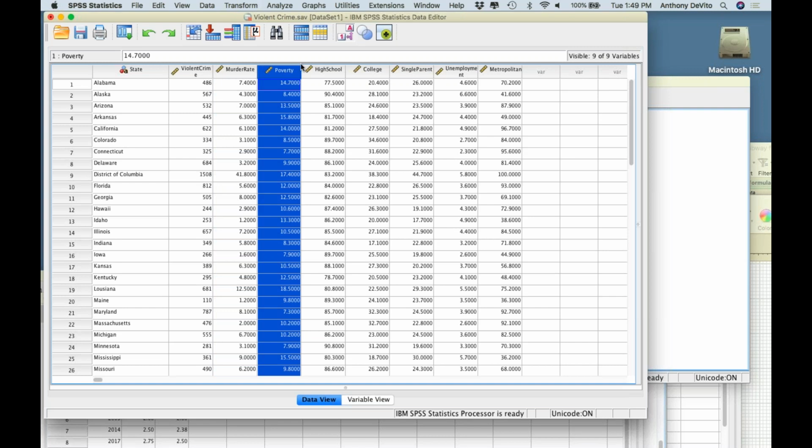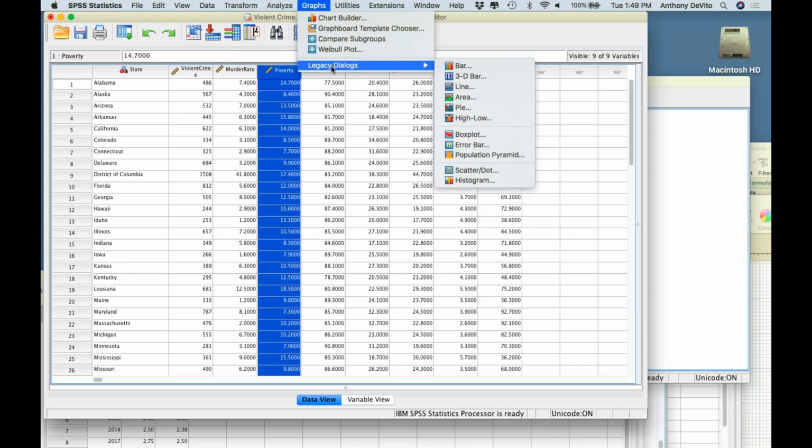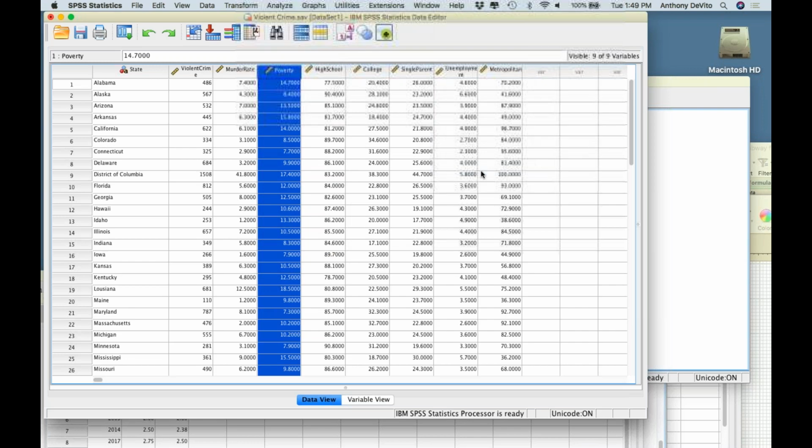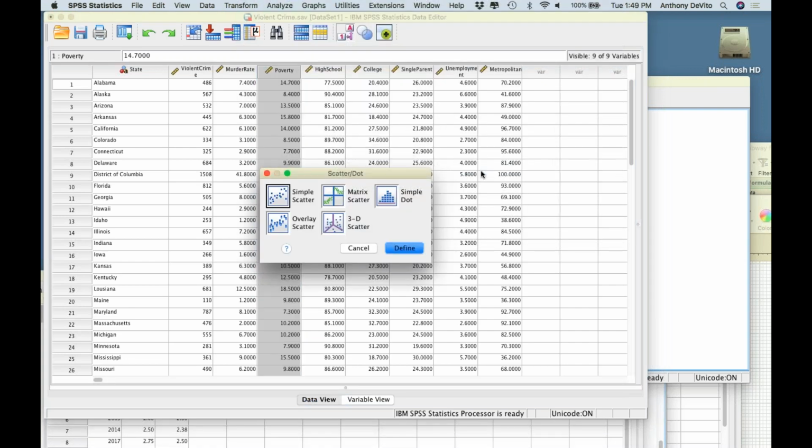So in order to get a look at this, let's go up here to graphs, legacy dialogs, and scatter/dot. I'll wait for you guys to do it. Then choose scatter/dot, simple scatter, define, and then move those two variables, the murder rate and the poverty rate, into your box, and then say okay and see what you wind up getting.